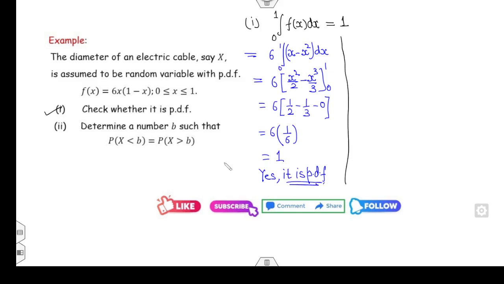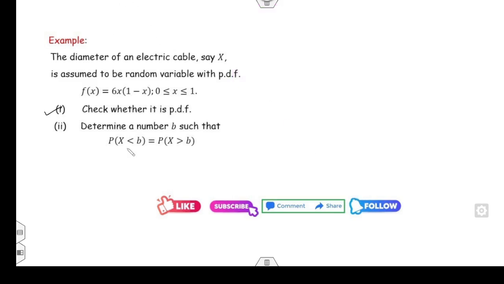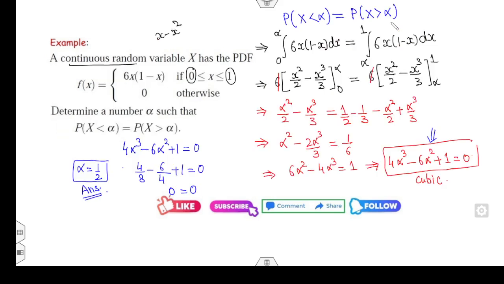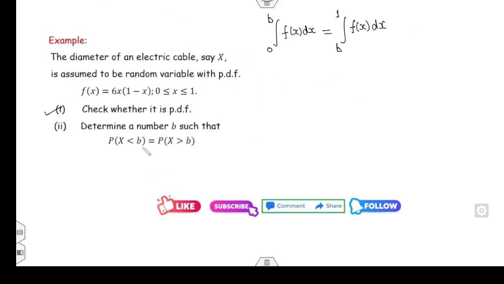Second part is to find the number b so that the two probabilities are the same. So again you can easily say this is a similar question. Why? Because the integral of f(x) from 0 to b is equal to the integral of f(x) from b to 1. Moreover, this is the same question as we have obtained in this case. The same function is 6x times 1 minus x. Instead of alpha, this answer is my b. So again, you can solve it and you will get b is equal to half as the right answer.